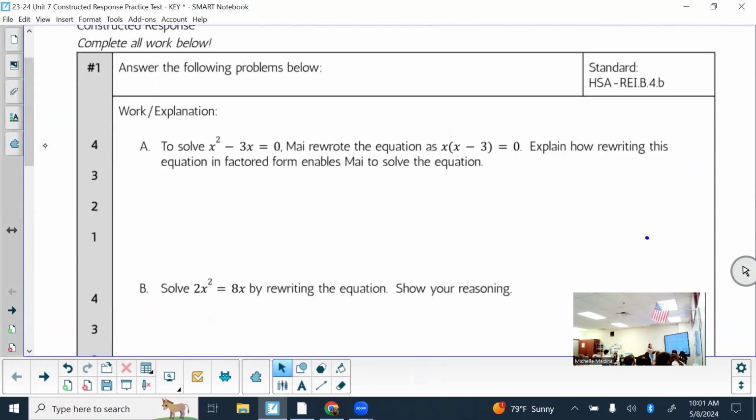Algebraically, like here, you could probably graph it and I guess solve it, but that's not what it's asking. They want to know why does rewriting it into factor form help them solve it? So what would you say? Why is this now easier to solve? Versus this?